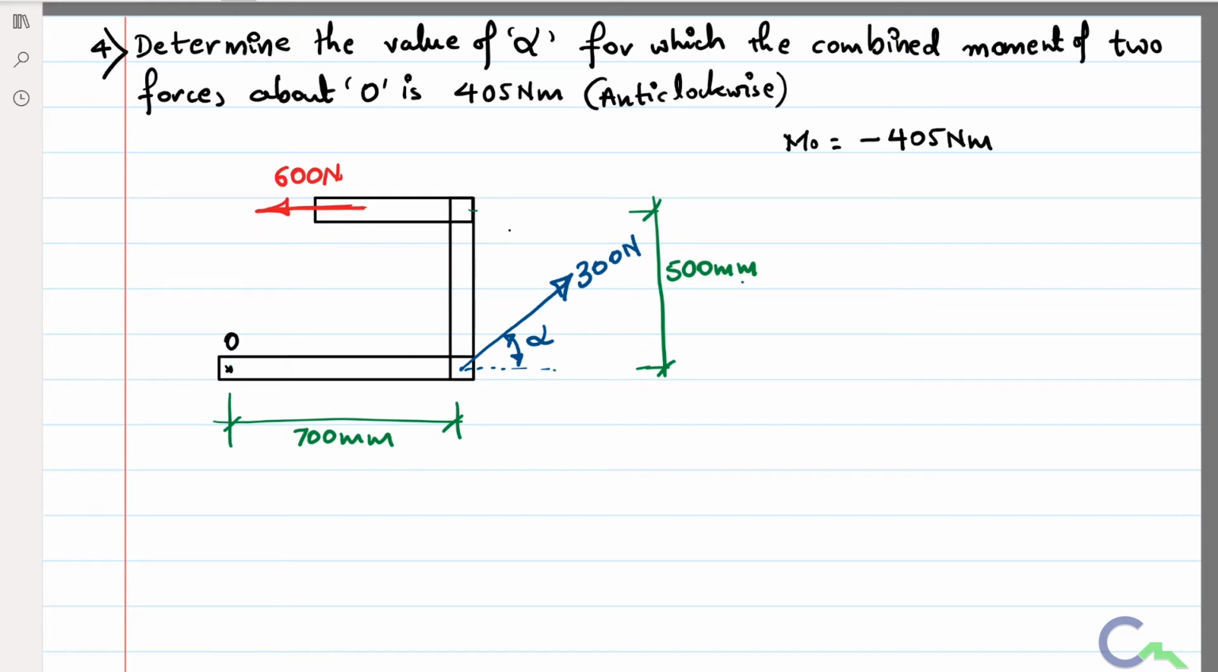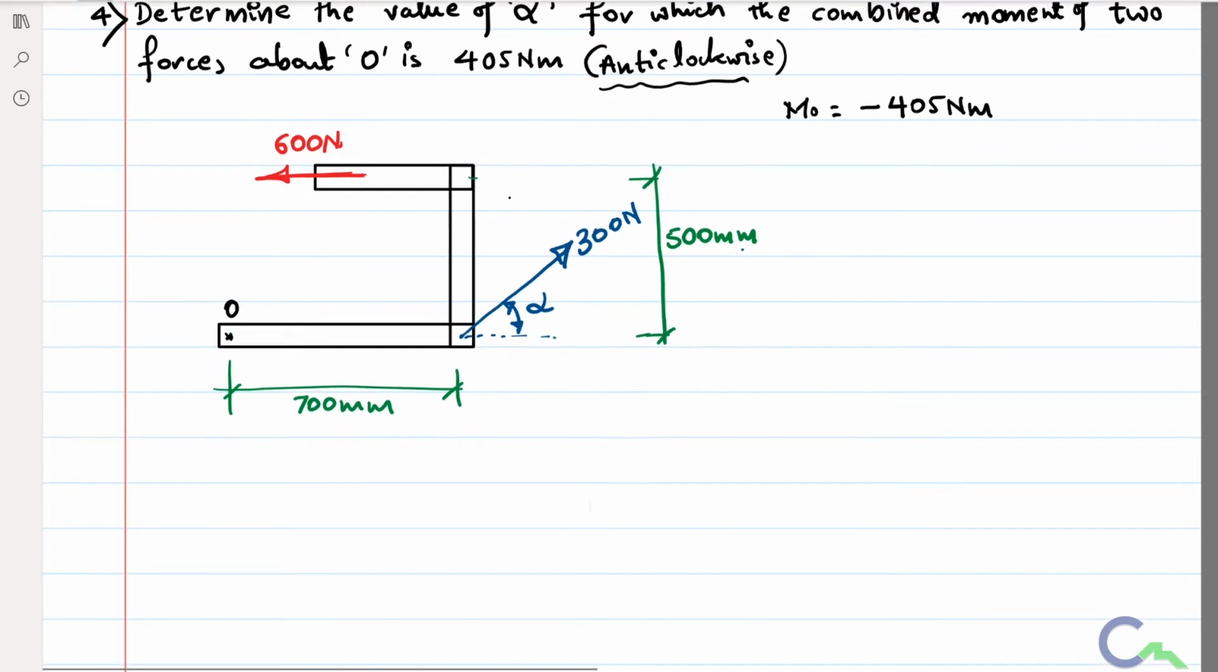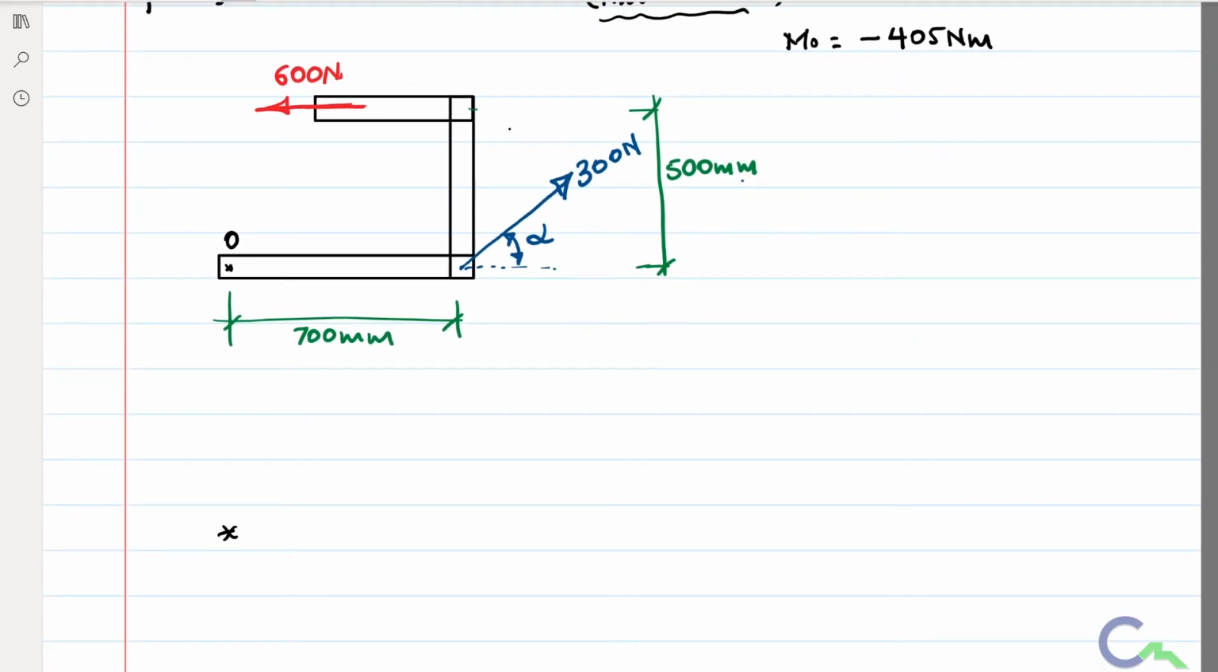That is minus because they gave the bracket, that is anti-clockwise. So we have to find the moment about O, then we substitute it as minus 405 Newton meter, then we will get the value of alpha. For that, first I have to resolve this force in horizontal and vertical direction. So I will take this point as O.